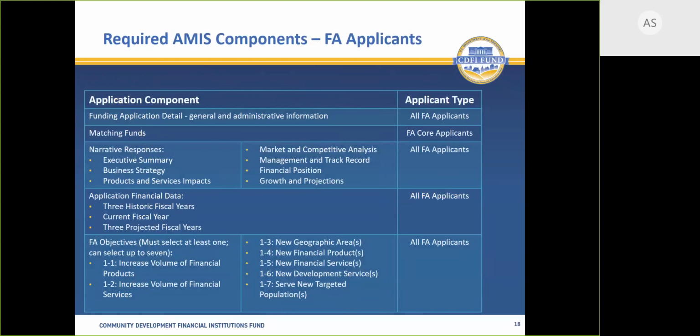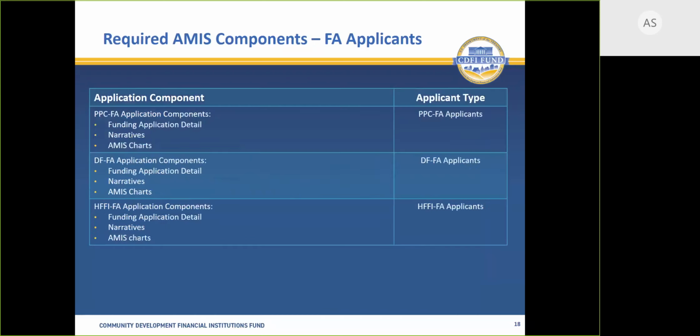There are 4 or 5 components of the application, depending on if you are a core FA applicant. If so, you'll see that second one of matching funds applies to you. But all applicants will submit the funding application details, and then a narrative response, application financial data, and FA objectives, which we'll delve into a little further. For the supplemental programs, all 3 you can apply for directly in AMIS this year along with your base FA, and they will each have also a funding application detail, narratives, and then charts and data.